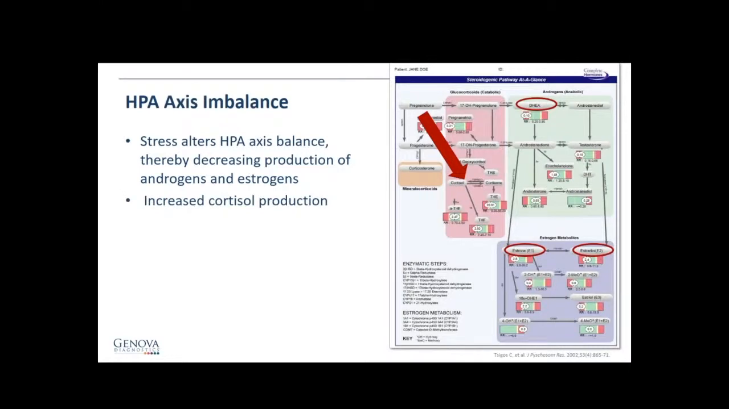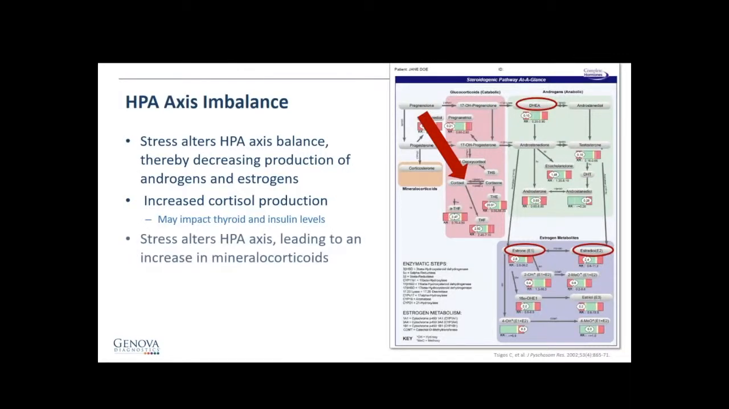Now, increased cortisol production has its issues, right? It may impact thyroid and insulin levels. High cortisol can impair thyroid production. There's a competition there. And so your hypothyroid patients may actually be high cortisol patients, and that may be the problem that needs to be addressed. High insulin levels also with cortisol are problematic as well. So stress alters the HPA axis, and it also can lead to an increase in the mineral corticoids. And when you have a stimulation of the renin-angiotensin-aldosterone system, that leads to tachycardia and elevated blood pressure. So again, it's all about balance.